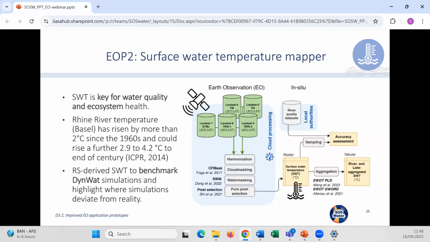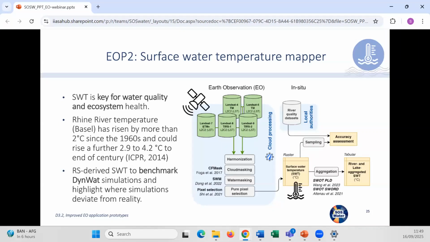And so here with EO, we have basically hindsight. We can look back into the history of the water temperature, or we can do real-time monitoring. But in the SOS-Water Project, we mostly work with these large pathways and scenarios, so we need to do projections. So what we do here is actually also a benchmarking, specifically of the DINWAT simulations, so water temperature simulations that come out from the modeling side.